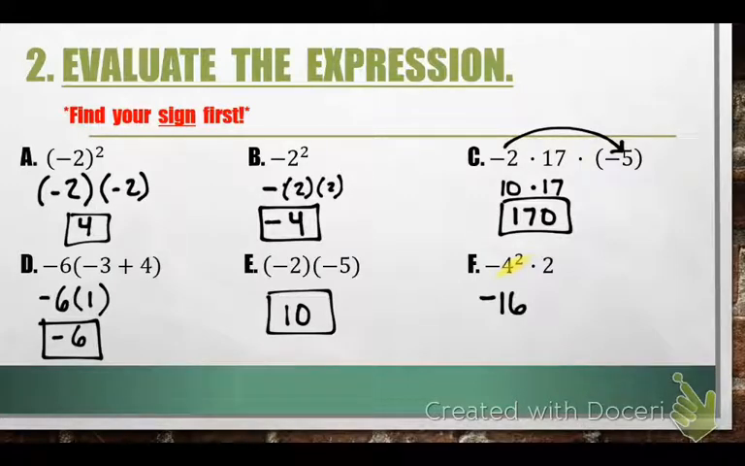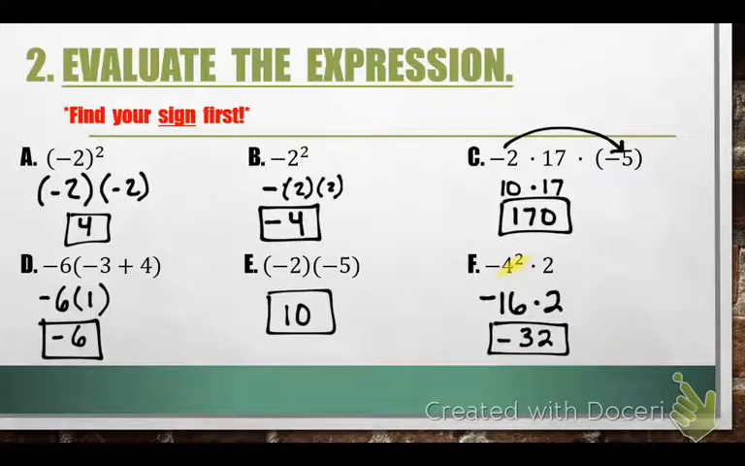16, and then I'm going to bring down multiply by 2. Now, Ayana, should my answer be negative or positive? Very good. It's negative because there's an odd number of negative signs. And now we're just going to do normal multiplication. What is 16 times 2? 32. Okay, and so our final answer is negative 32.